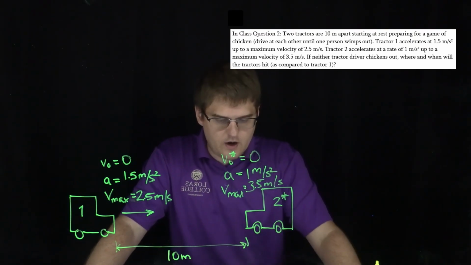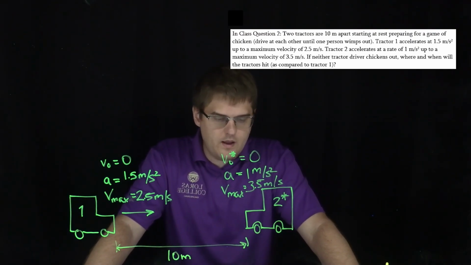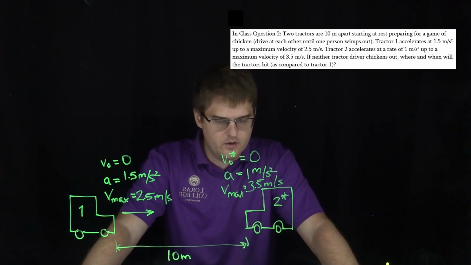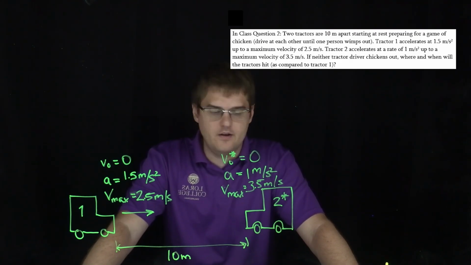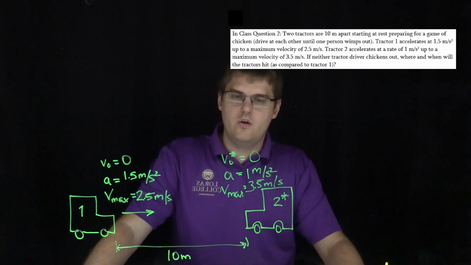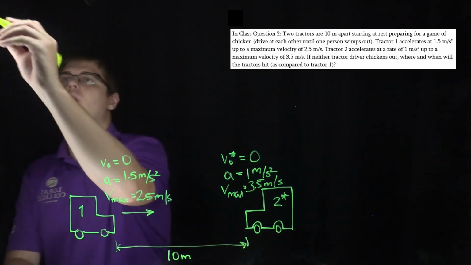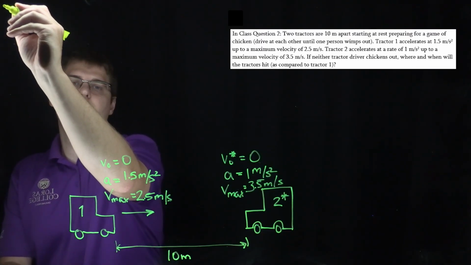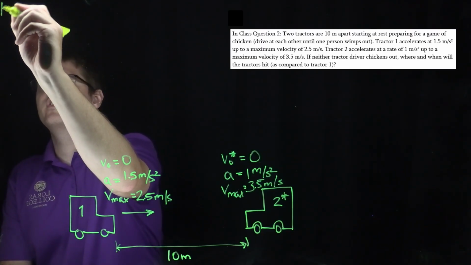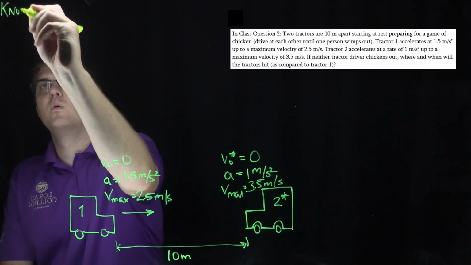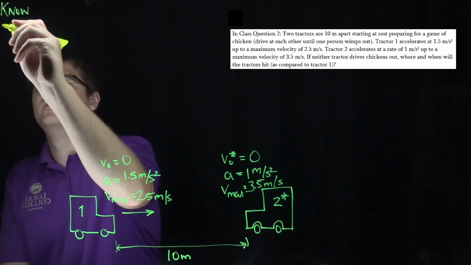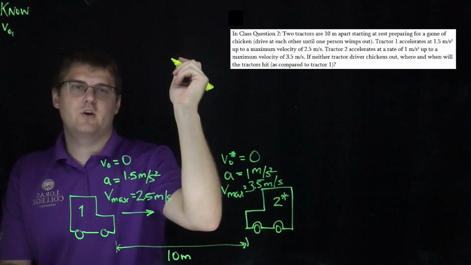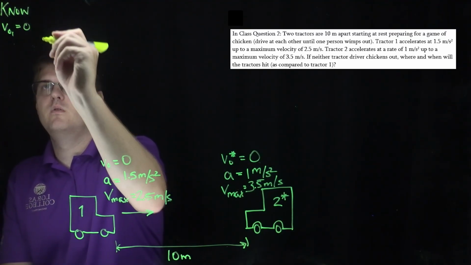If neither driver chickens out, when and where, relative to initial position of tractor 1, will they collide? So my knowns, do I have space for this? I might have to erase my initial stuff for this problem. My known values, velocity at 0 of tractor 1 is 0.